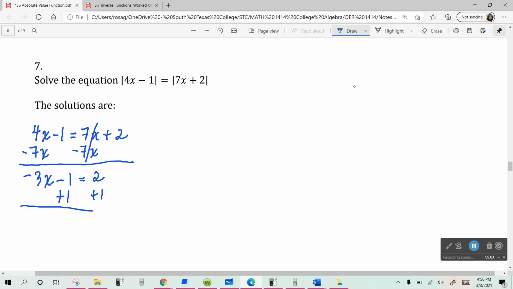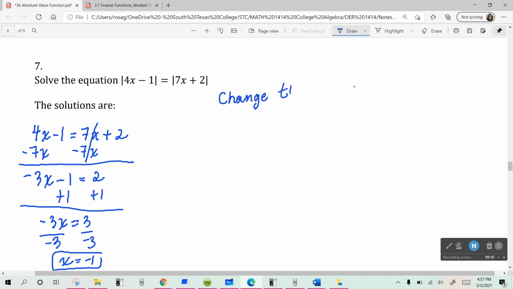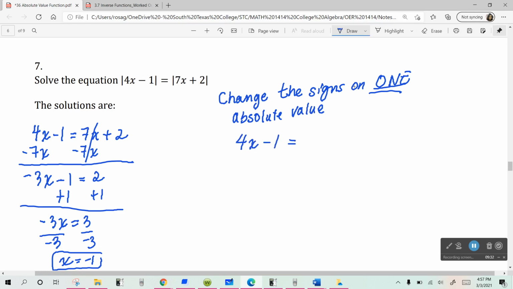Add the 1 on both sides. And then for the second one, just change the signs on one absolute value, not both. So I'm just going to keep this one the same and change the second one's. Doesn't matter, you could have changed the other one. You could have changed the 4 and the 1, and you would still get the same answer.